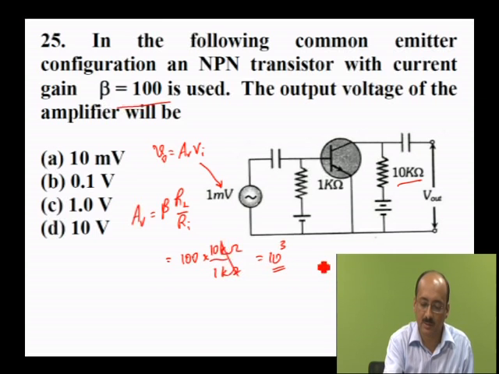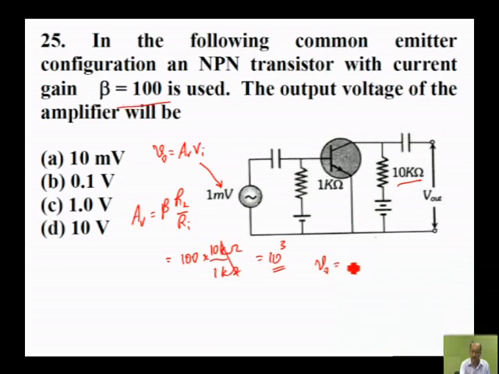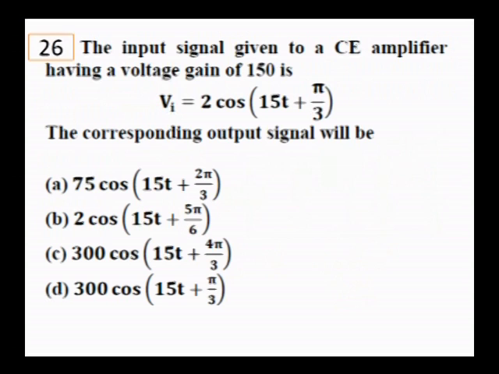So this is 1000, which means 10 raised to 3. Now you substitute. V0 will be equal to AV, which is 10 raised to 3, into Vi, which is 1 millivolt, meaning 10 raised to minus 3. This will make it 1. So V0 is 1 volt. So C is the choice.